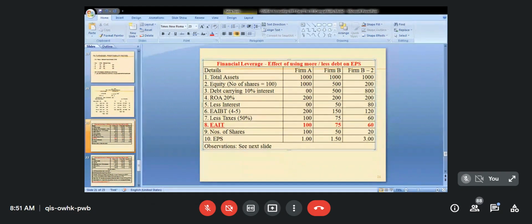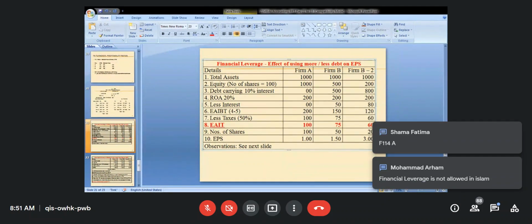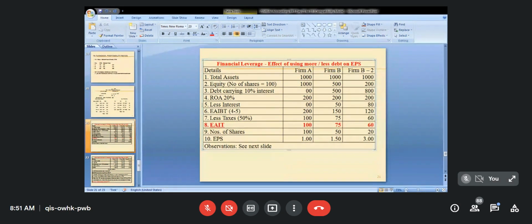Did you understand some relation? Am I asking only the Islamic banking students? Yes, sir. Why? Because of interest. Company B has taken a loan, it has debt, because Islamic banking does not include interest. Okay, no problem.